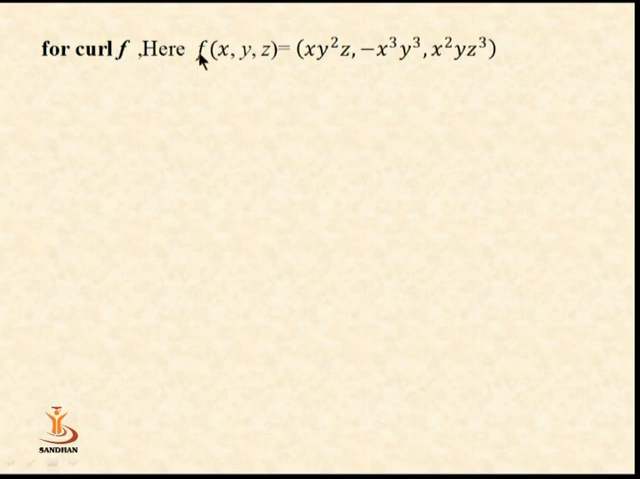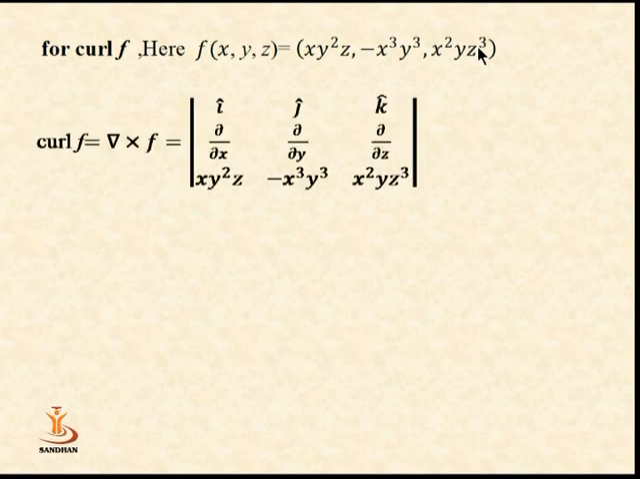Now we calculate the curl f. The curl f here, f(x, y, z), is again this function. Now we know the curl f is equal to del cross f is equal to the determinant of i, j, k, del by del x, del by del y, del by del z, and then f1, f2, f3. Here we put in our definition: f1 is equal to x y square z, f2 is minus x cube y cube, and f3 is x square y and z cube. Then we do the expansion of this determinant.